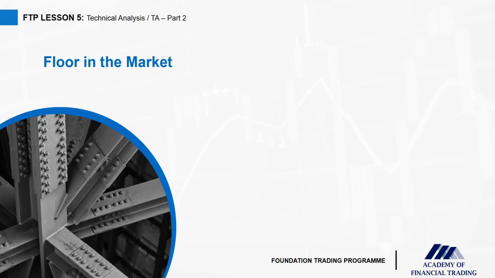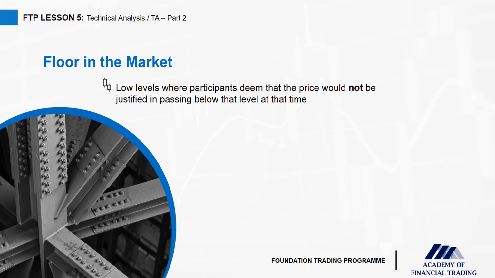So, a floor in the market. Now, it usually has to do with supply and demand, or always has to do with supply and demand, and it's low levels where participants deemed that the price would not be justified in passing below that level at that time. Now, what are the reasons for this?